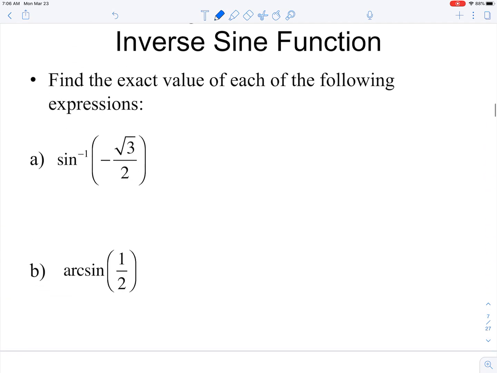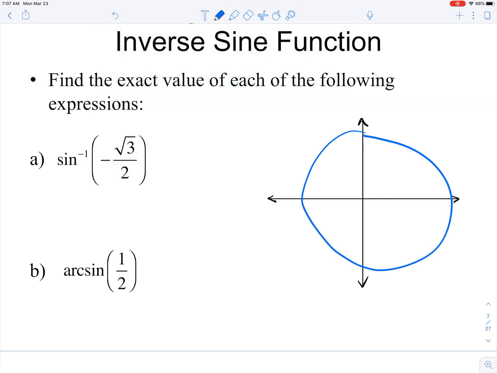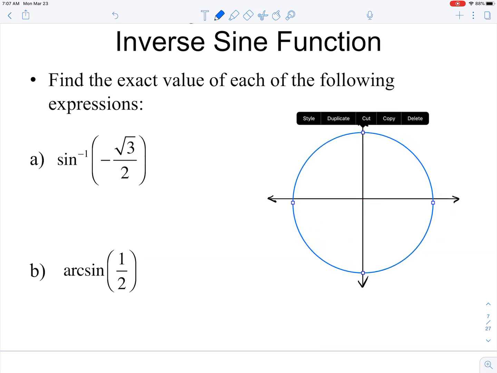Okay. So let's think about finding the exact value of each of the following expressions. These expressions, when simplified, actually represent angles. And like I said, I like to think about the unit circle when I'm trying to evaluate the inverse trig functions. Just like I visualize the unit circle when I'm evaluating the trig functions at angles, I think about the unit circle when I'm evaluating the inverse trig functions as well.